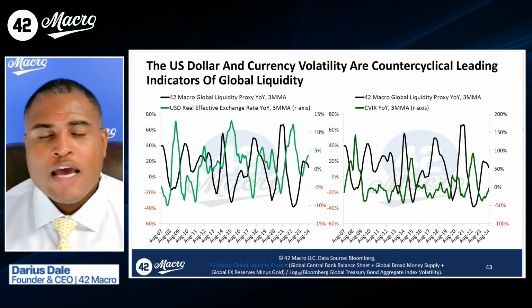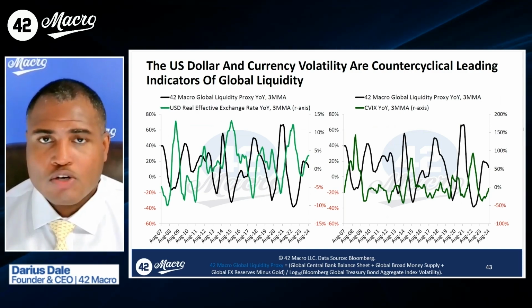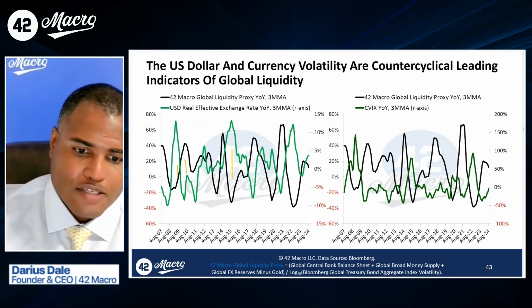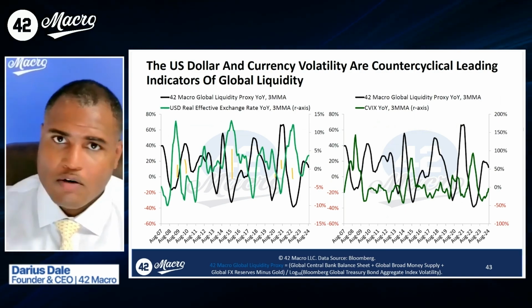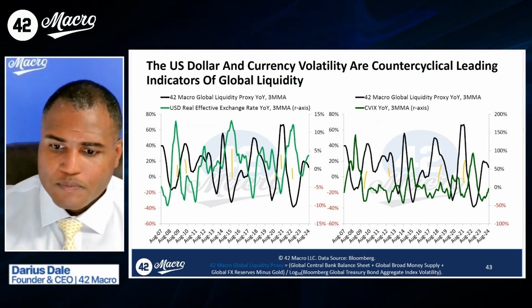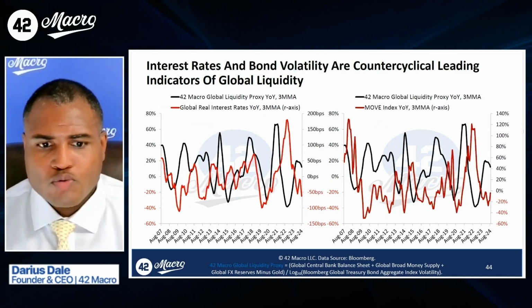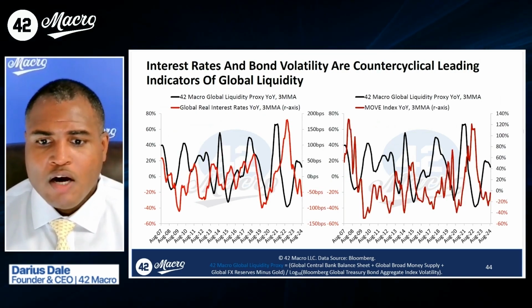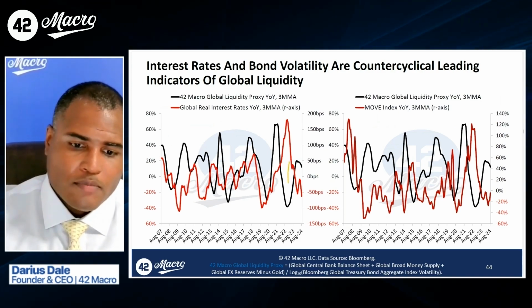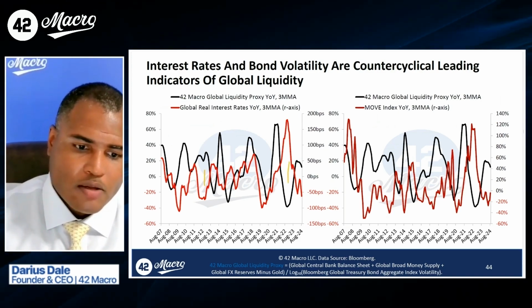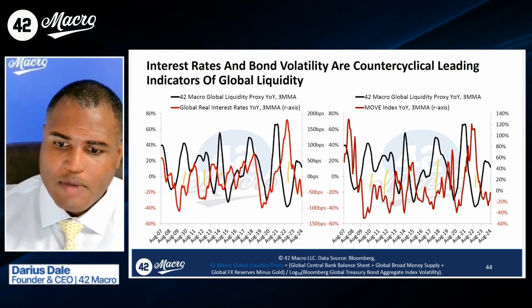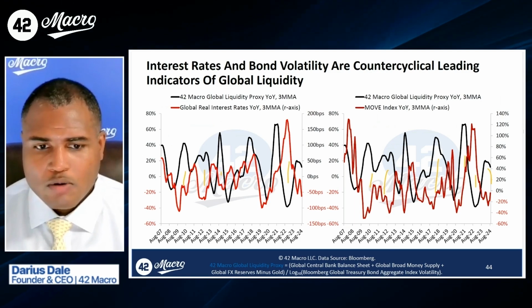The US dollar and currency volatility are counter-cyclical leading indicators of global liquidity. So what does that mean? Counter-cyclical just means it's moving in the opposite direction of global liquidity. So dollar up, liquidity down; dollar down, liquidity up. Same thing with currency volatility. And interest rates and bond market volatility are counter-cyclical leading indicators of global liquidity as well. So interest rates go up, liquidity down. Interest rates go down, liquidity up, and vice versa. And you can see the same dynamic here with bond market volatility as well. So be aware of that.